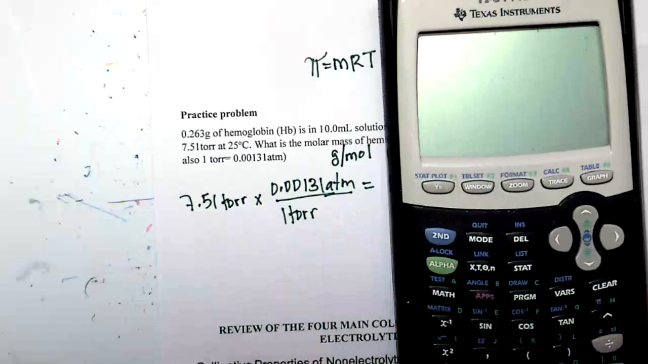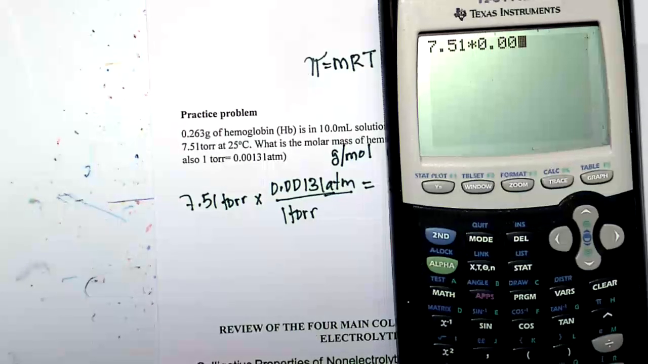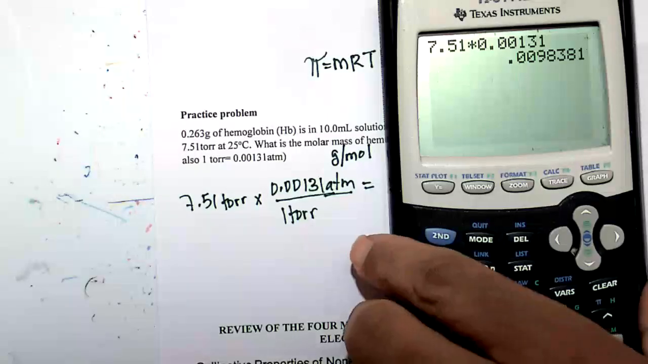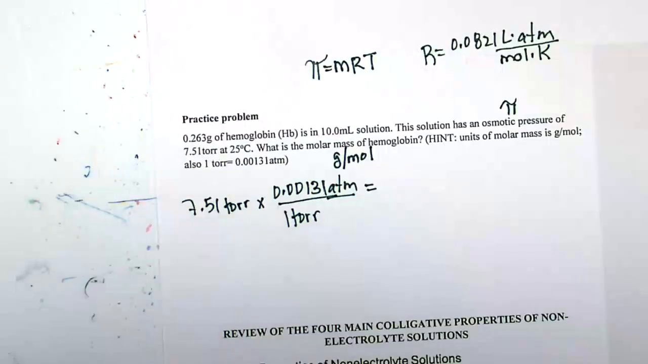Right, so 7.51 torr times 0.00131 is about 0.00984 atmospheres.